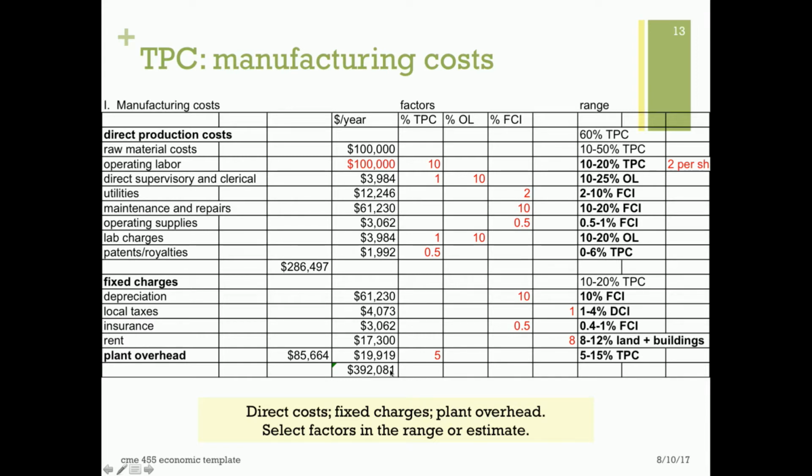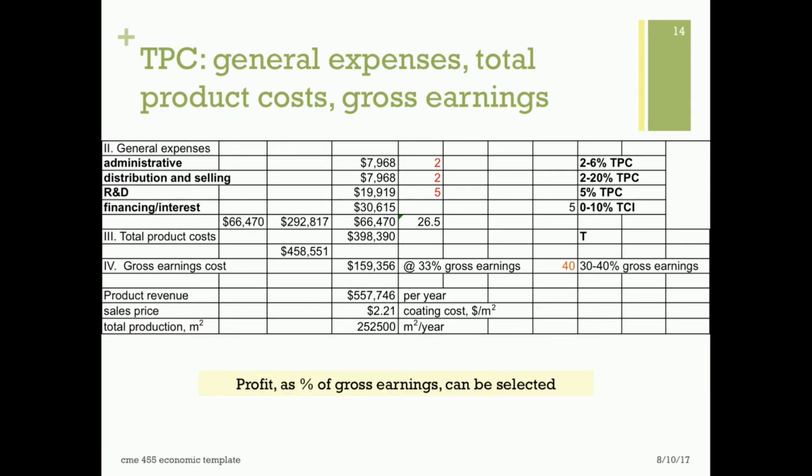This happened to be a membrane coating plant for about $400,000 a year to do that. Okay, now we're adding a couple more general expenses. We have administrative, distribution and selling, R&D, and financial interest. We're adding this in. We get the total product cost. We're also going to put in a profit. This plant will make money.